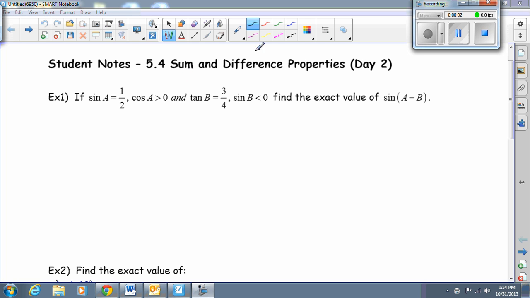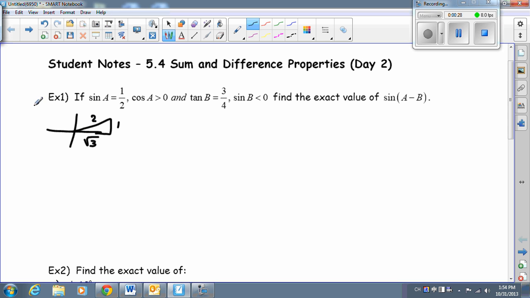Hello guys, this is our day 2 of, and it's now called 5.4, but it's the day 2 of 5.3. Here we have sine of A is equal to 1/2, cosine of A is greater than 0. It means that the sine and the cosine are positive. The only position possible for this is in the first quadrant, where the sine is 1/2, and this is therefore square root of 3. Keep this in mind, this is for A.